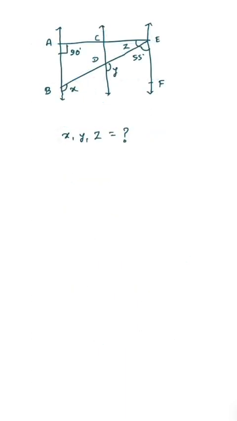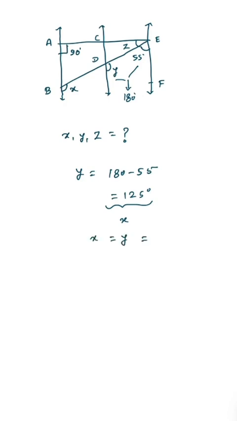In the given figure, we have to find the values of angles X, Y and G. The lines AB, CD and EF are parallel to each other. Now since CD and EF are parallel, the sum of angle Y and 55 will be equal to 180, and hence the value of Y will be 125 degrees. Now angle X and angle Y are corresponding angles, so they will be equal. Hence the value of angle X is also 125 degrees.